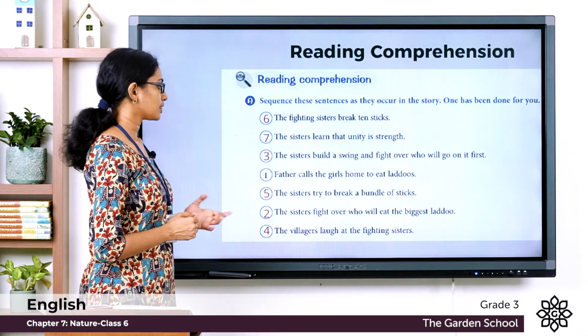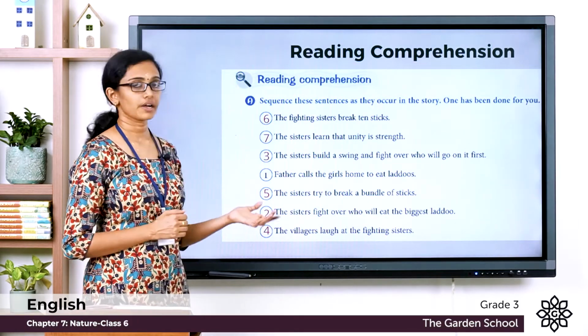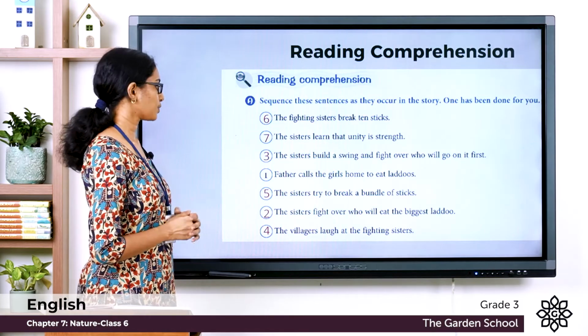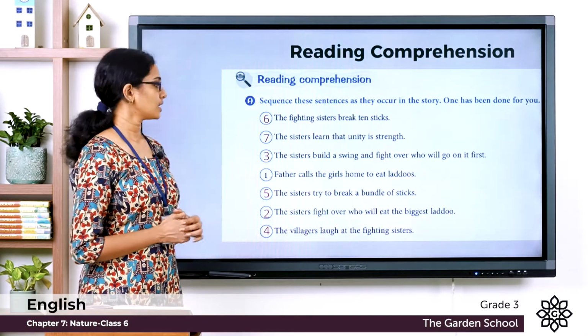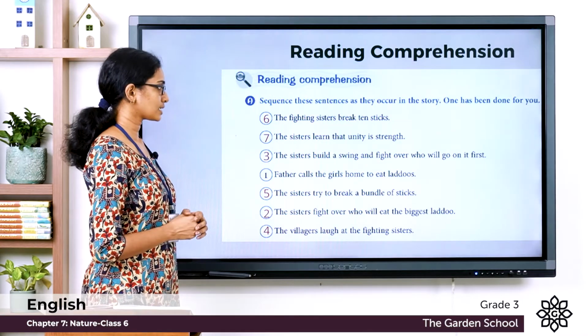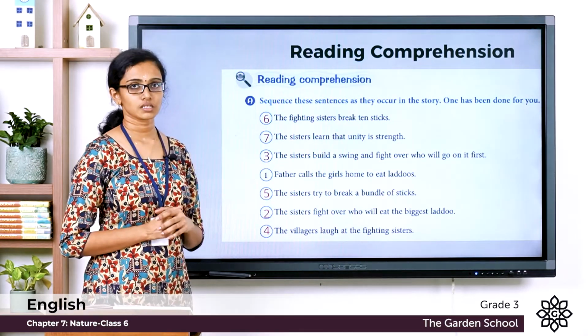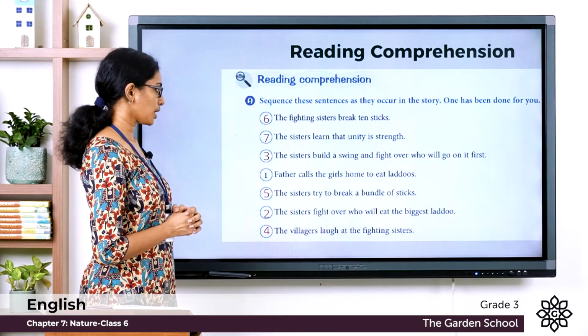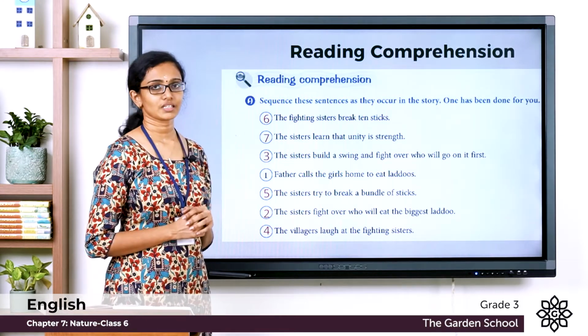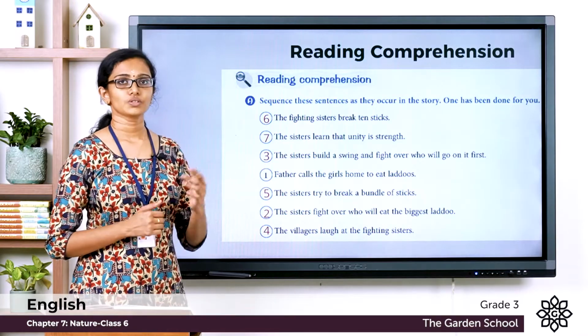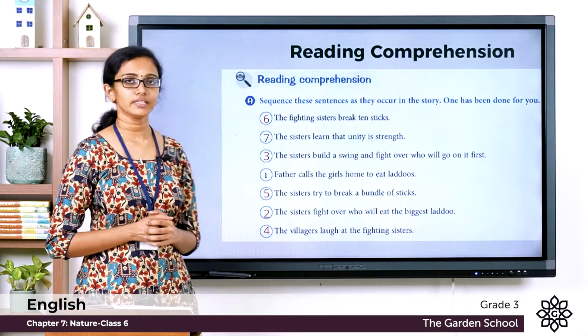Now fourth one, the villagers laugh at the fighting sisters. Now fifth one, the sisters try to break a bundle of sticks. Now sixth one, the fighting sisters break 10 sticks. Now seventh one, the sisters learn that unity is strength. So this is the correct order of events.